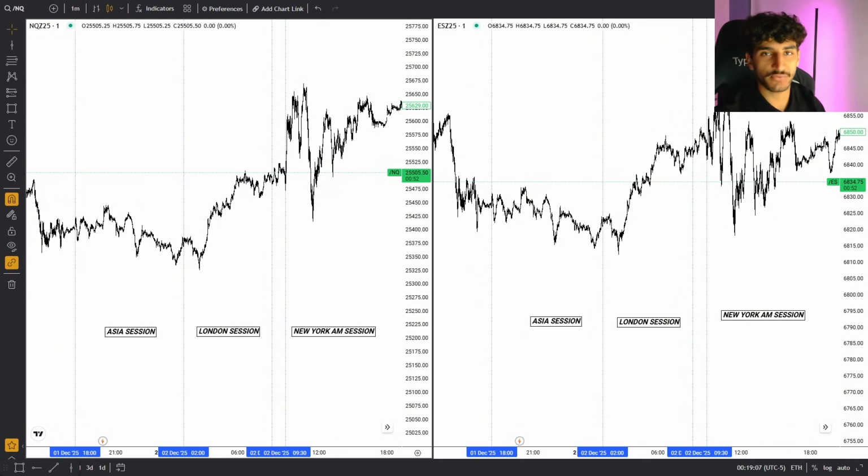So having said that, we have two previous sessions before the New York AM session, and these are going to be Asia session and London session. Now the Asia session starts from 18 o'clock all the way to 2 a.m. and the London session starts from 2 a.m. all the way to 8:30. From 8:30 to 9:30, that is considered to be the New York pre-market open, and obviously from 9:30 a.m. that is considered to be the New York AM session all the way to 12 p.m.